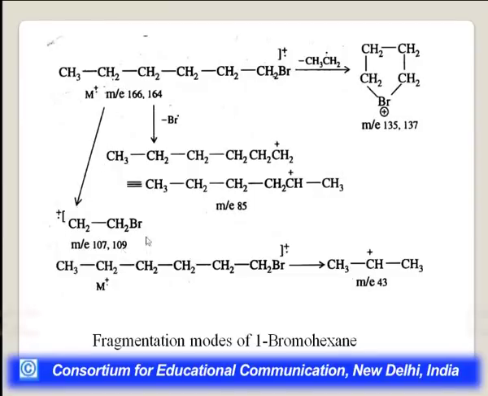Another fragmentation you can see over here will appear at 107 and 109. These are due to the isotopic bromine. As I said, 135 and 137, and here also 107 and 109, so immediately you will have an idea that a bromo compound is there. Another fragmentation pattern is also there.